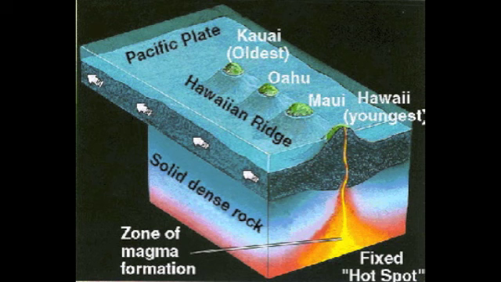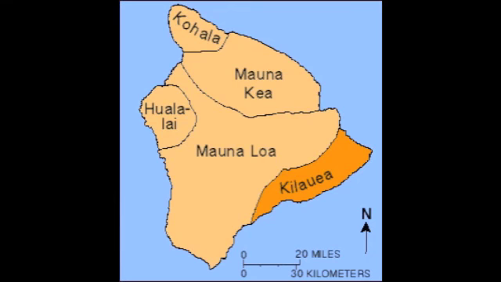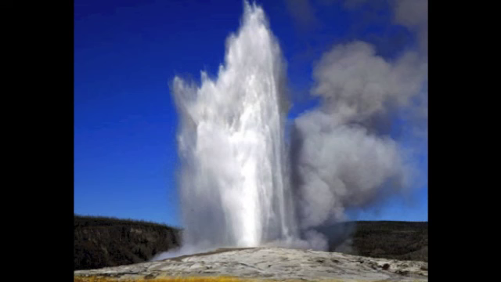The volcanic mountains that make up the Hawaiian Islands have formed as the Pacific Plate moves over a hotspot. The most recently formed island of Hawaii has two active volcanoes, Mauna Loa and Kilauea. Both Kilauea and Yellowstone National Park are good examples of intraplate volcanism.